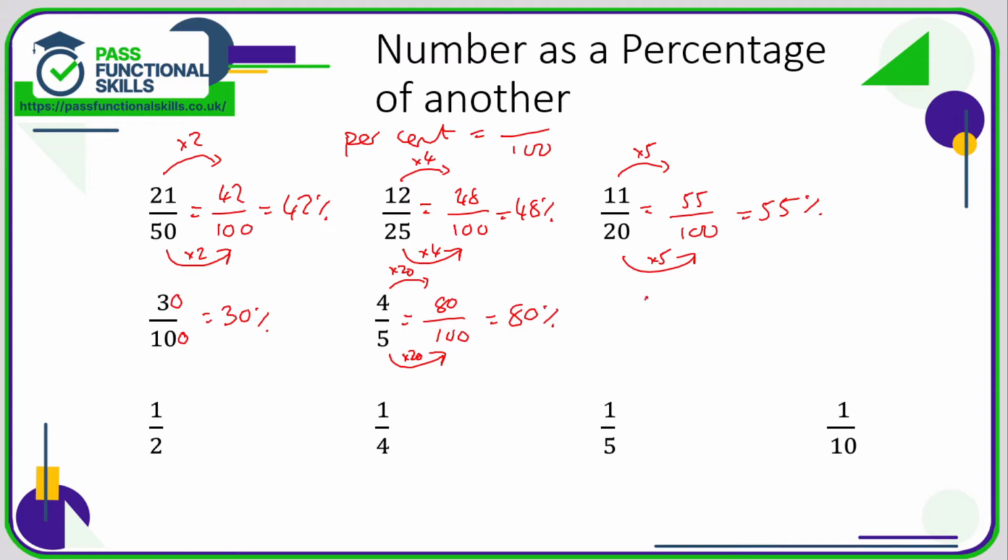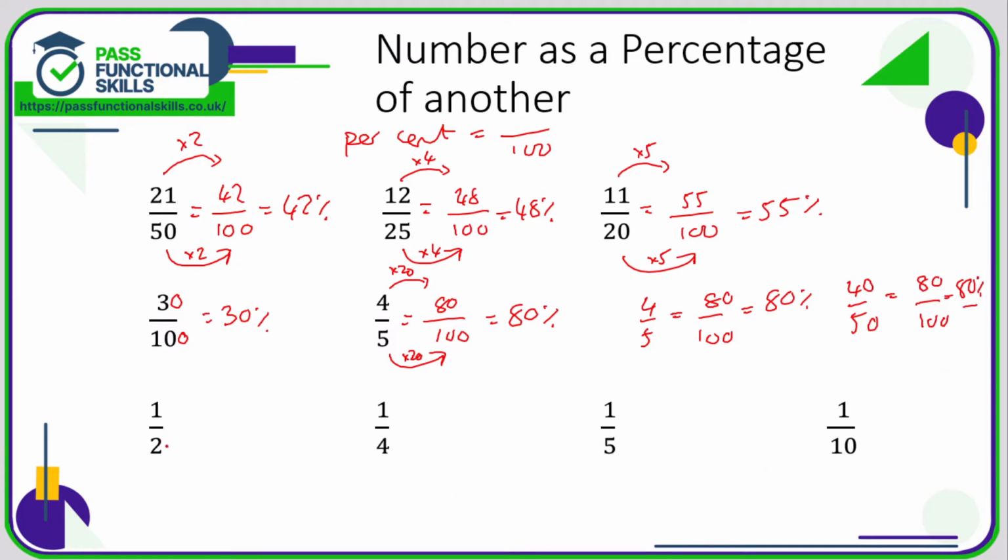But an easier way with fifths is convert them into tenths. 4 out of 5 is the same as 8 out of 10, which is the same as 80 out of 100, so 80%. Or 4 out of 5 is the same as 40 out of 50, which is the same as 80 out of 100, still 80%.